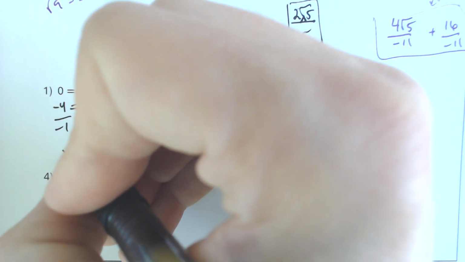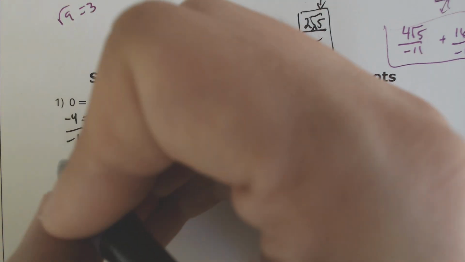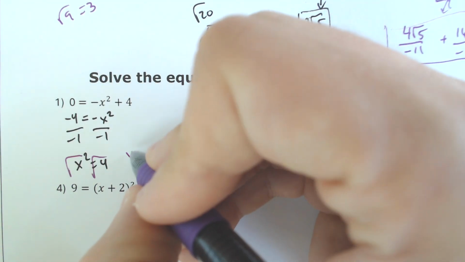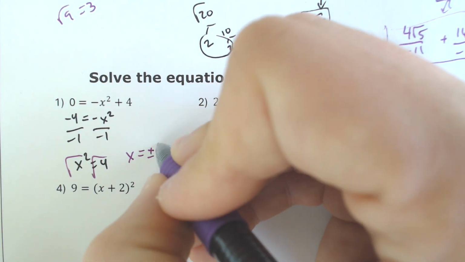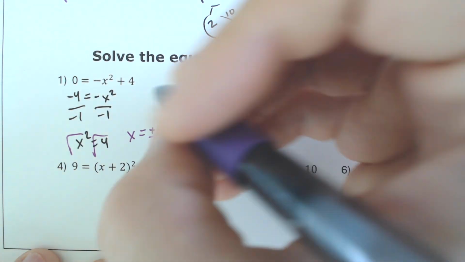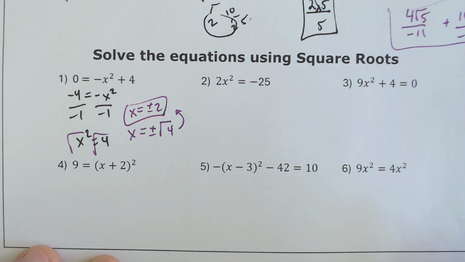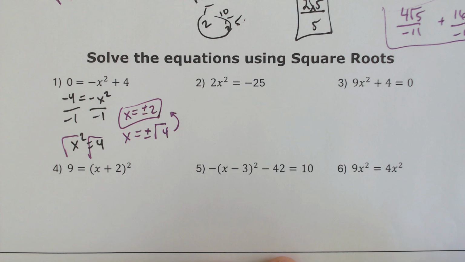And we get x squared is equal to 4. Sorry for changing sides there. If you square root when you're solving, only when you're solving, you need to include a plus or minus. And in this case, we got plus or minus the square root of 4, which means x equals plus or minus 2.